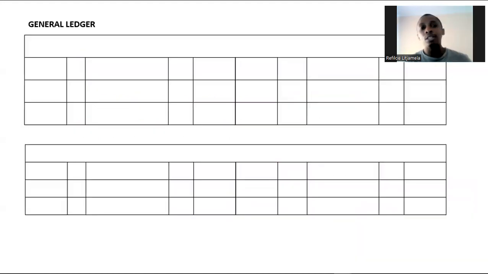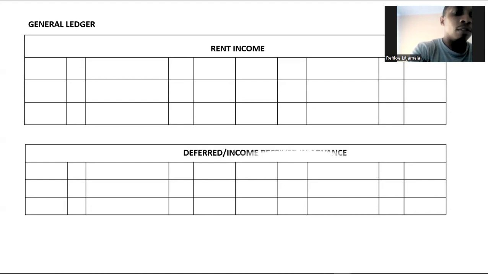In the general ledger, we got rent income. Note that rent income is income, and income goes up on the credit side. So it is basically minus plus. So in this account, we'll have minus plus, okay? So it'll be minus and plus. That is because income increases on the credit side.